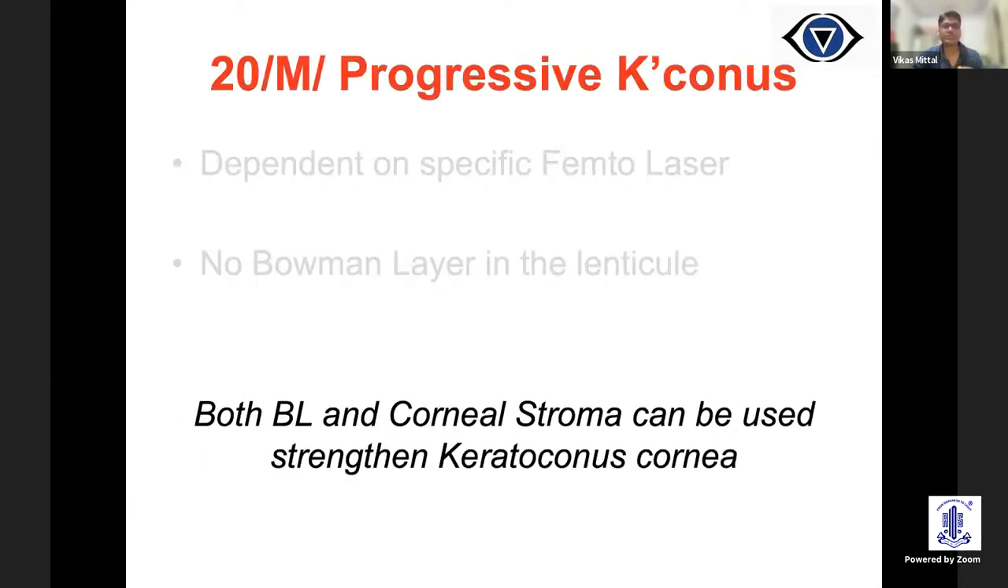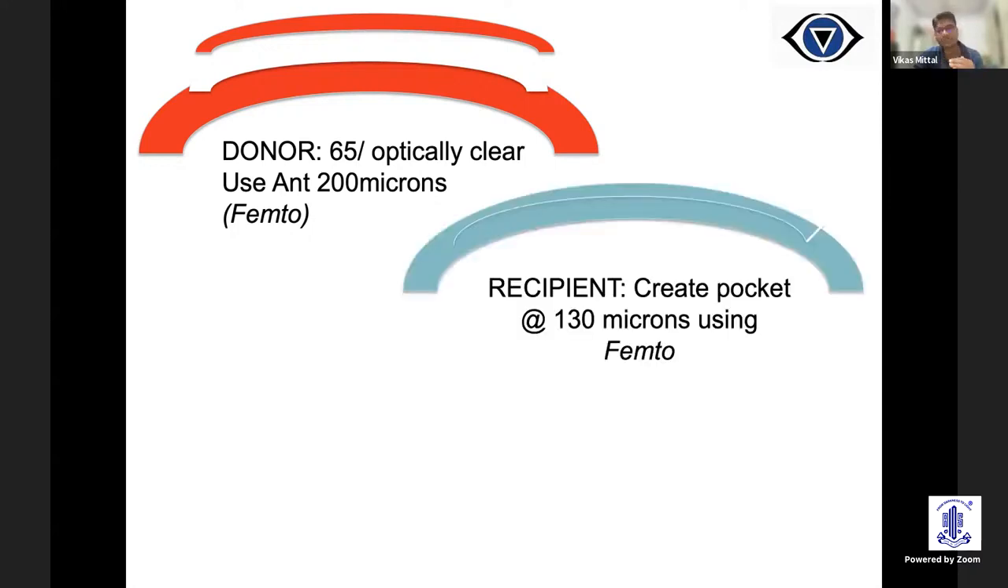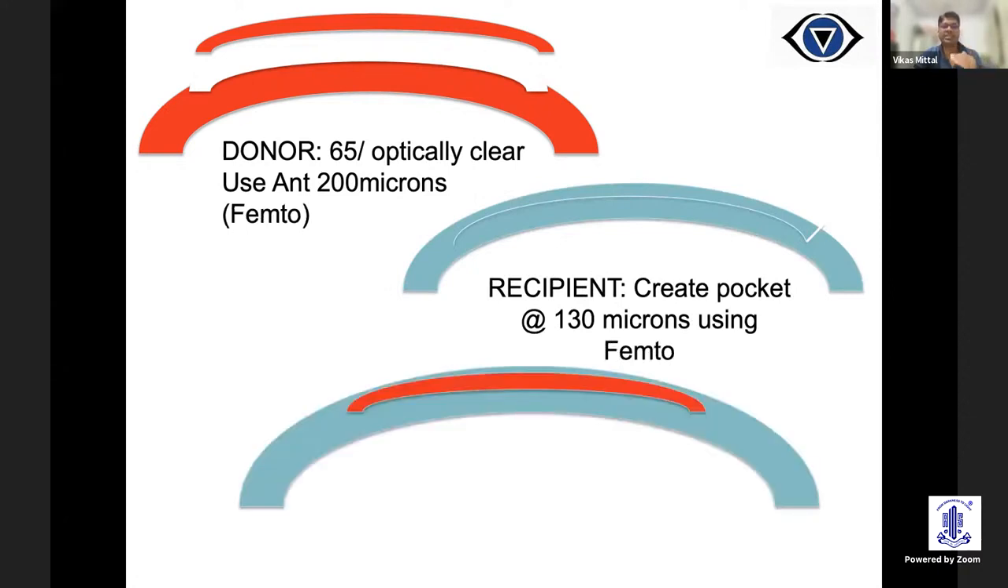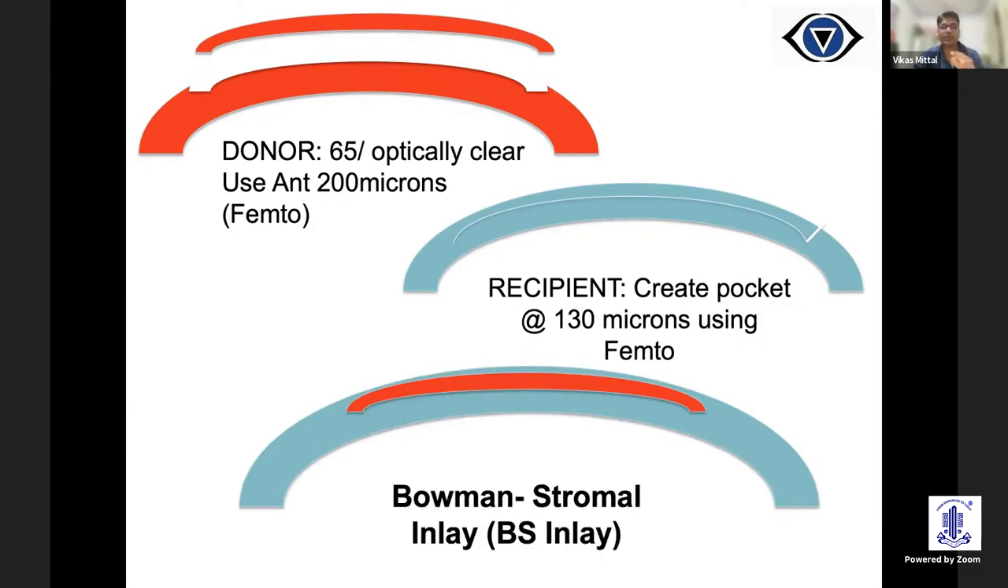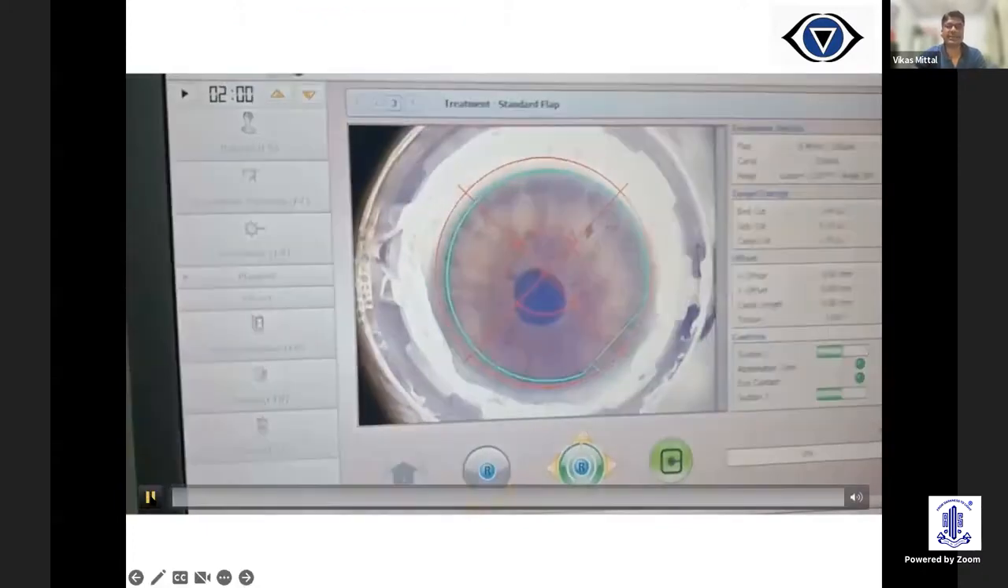So what we did was we tried to use both Bowman layer as well as corneal stroma as an additive procedure to strengthen the keratoconus cornea. So how you do it is, using femtosecond laser, harvest the anterior 180 to 200 microns from an optically clear donor cornea, and using femtosecond laser, create a pocket in the recipient cornea, and then place this inlay inside this pocket. Because it has both Bowman layer and anterior stroma, and it is placed intrastromally, it is called a Bowman stromal inlay. Let's go through this video to see what exactly is done.